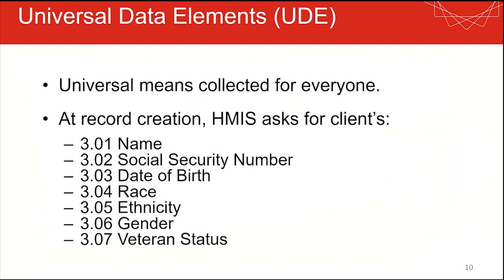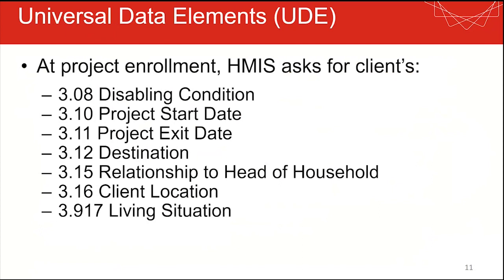Next up is a brief overview of what data elements are collected. First, we will begin with the universal data elements, in which universal means collected for everyone. These are things that are created at the record creation. HMIS asks for clients' name, social security number, date of birth, race, ethnicity, gender, and veteran status. In addition, at project enrollment, HMIS asks for clients' disabling condition, project start date, project exit date, their destination, relationship to head of household, client location, and living situation.